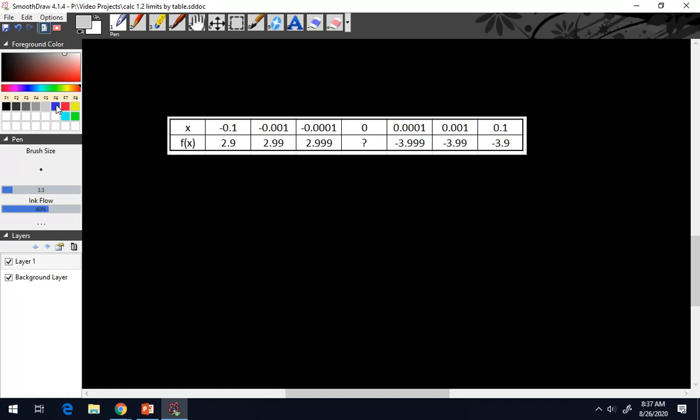we're approaching 0 right here. So again, if I want the limit as we approach 0 from the right, that's the right side approaching 0. So 0.1, 0.001, 0.0001. We get negative 3.9, negative 3.99, and so on. So it looks like we're going to get negative 3 for this one.